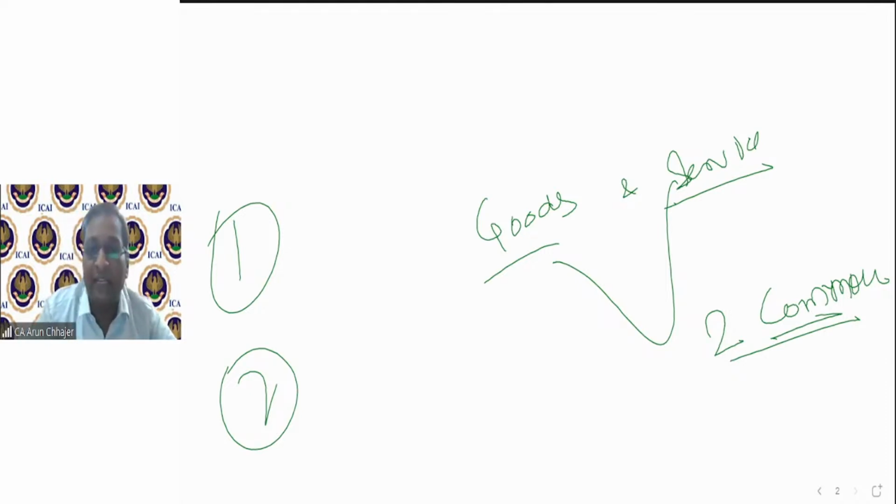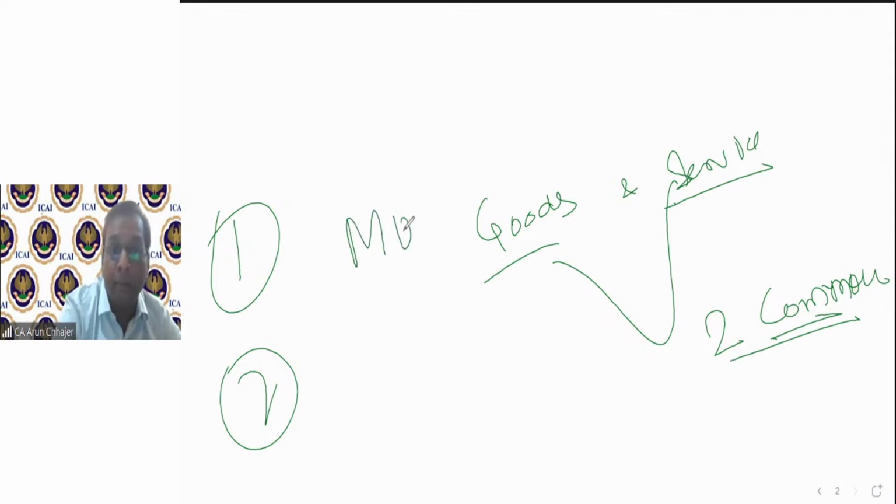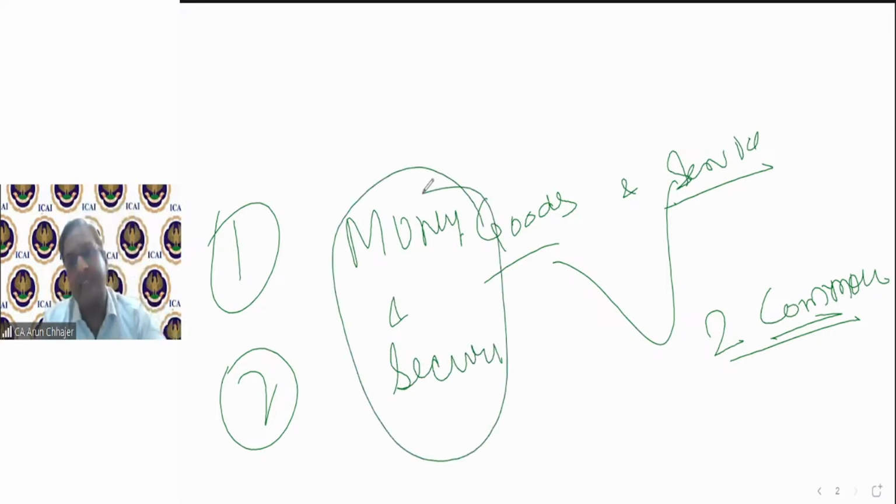So all are right. The question I asked, the two common items which are neither goods nor services, the answer is money and security. Now, let's read certain items related to money and security, and we will discuss what their taxability is.